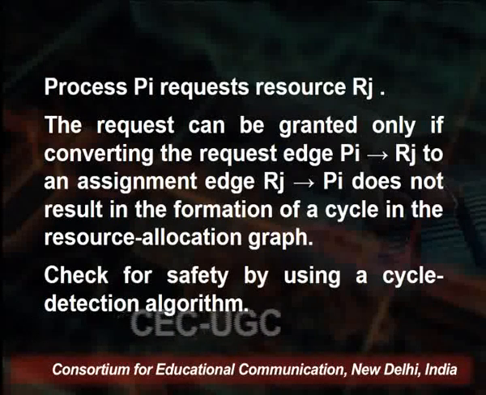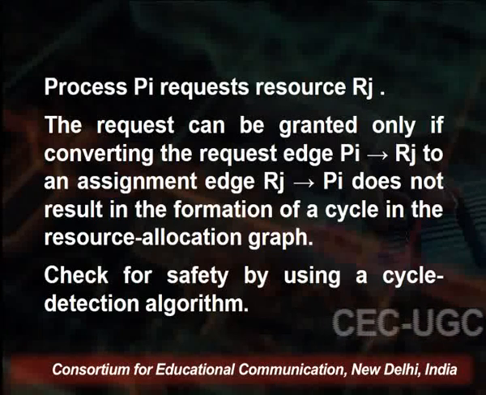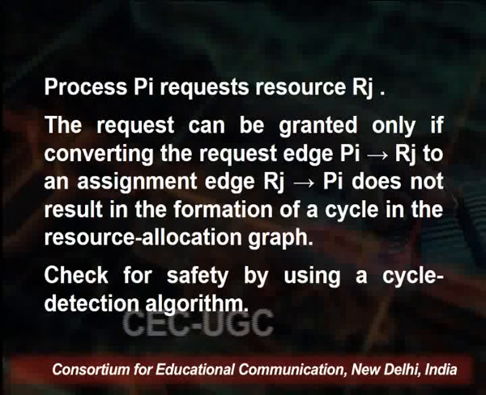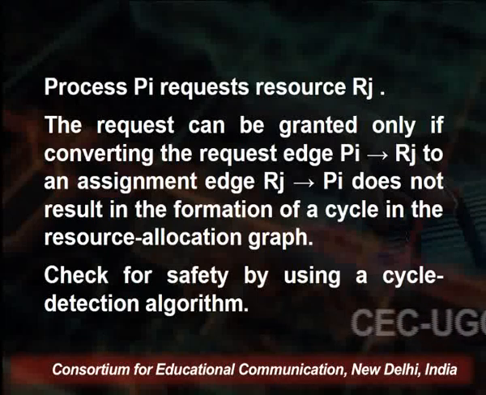There is going to be a claim edge, a dashed edge, if Pi is going to claim Rj in the near future. And how are we going to know that? All the processes are required to declare their claims in the system before they start execution. Because of this declaration, all the claim edges are available in the resource allocation graph. And now we are going to check for the cycle as we did earlier.